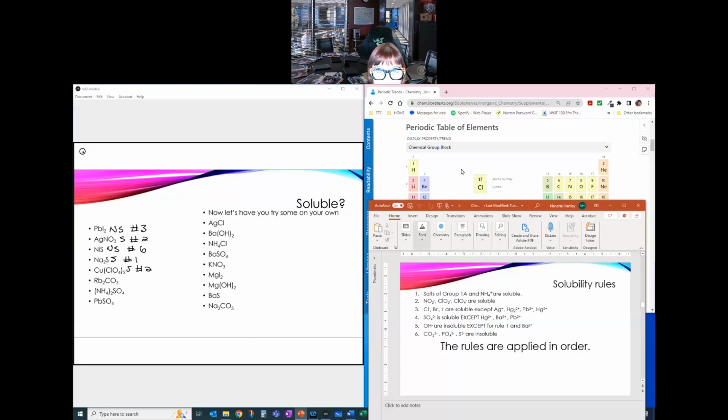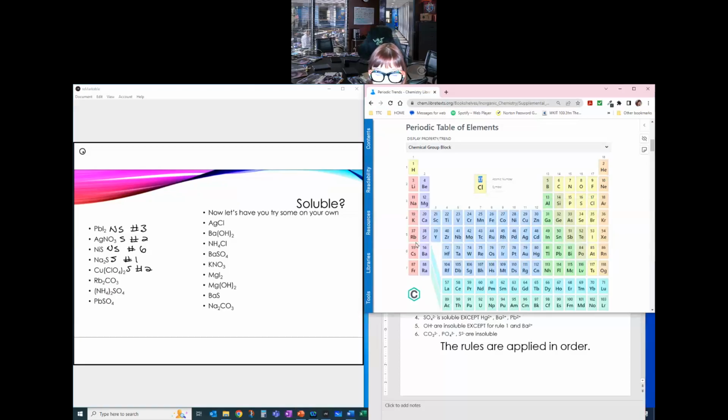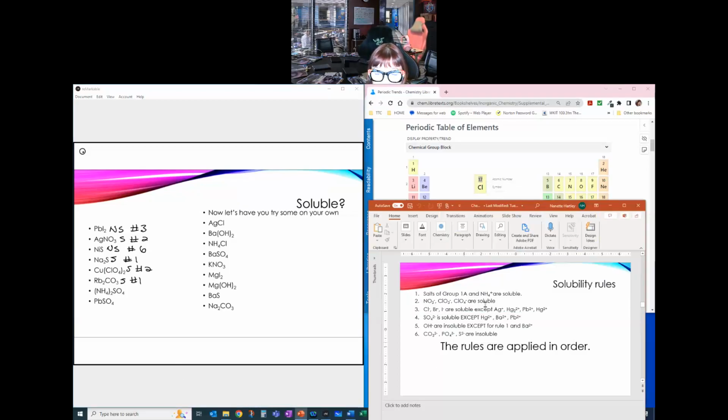Rb2CO3. Now, Rb is right here. He's an alkali metal, so that is going to be soluble, based on rule number 1. Even though we know that CO3 2- is insoluble in some cases, that's not going to be true when we're talking about an alkali metal. Now (NH4)2SO4. NH4+ salts are soluble, so this is going to be soluble based on rule number 1.